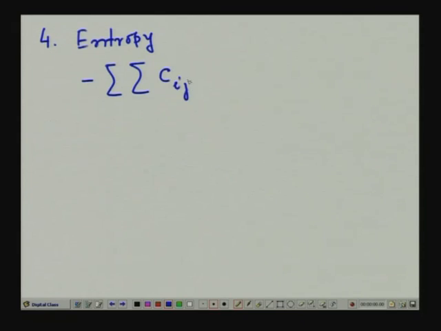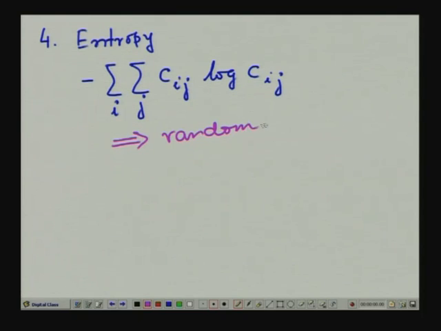The fourth descriptor that we can obtain from this co-occurrence matrix C is what is called entropy. And we know that entropy is defined in this manner: we have C(ij) times log of C(ij), and you have to take the summation over i and j. As we know, this entropy is nothing but a measure of randomness. So, it tells us how random the given texture image is.